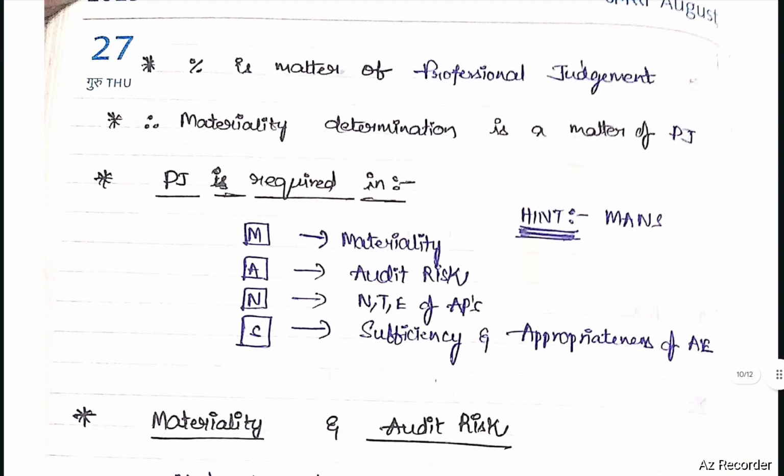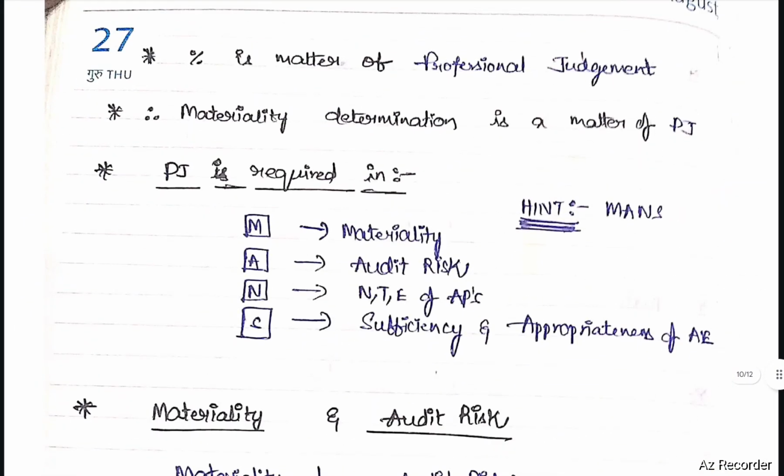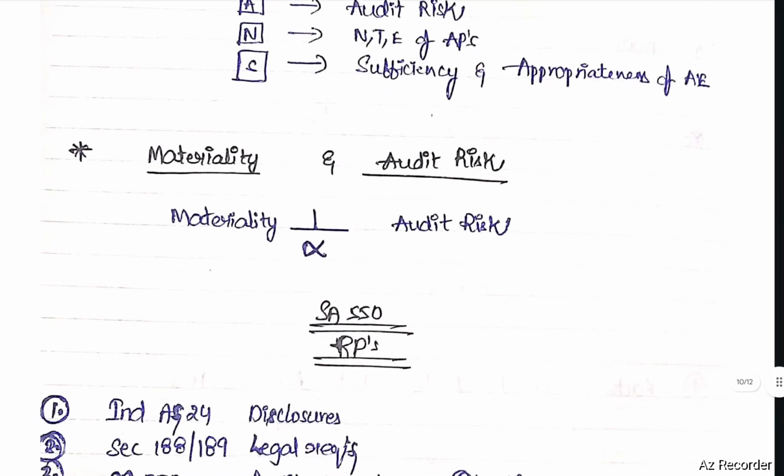Percentage is a matter of professional judgment. Here, materiality percentage is decided based on professional judgment. Materiality determination is a matter of professional judgment. Professional judgment is required in MAS cases. M, materiality. A, audit risk and nature, timing, extent of audit procedures. S, sufficiency and appropriateness of audit evidence. Materiality and audit risk are inversely proportional.